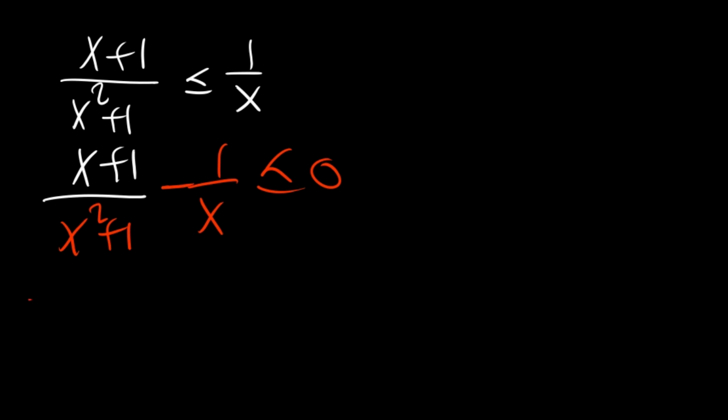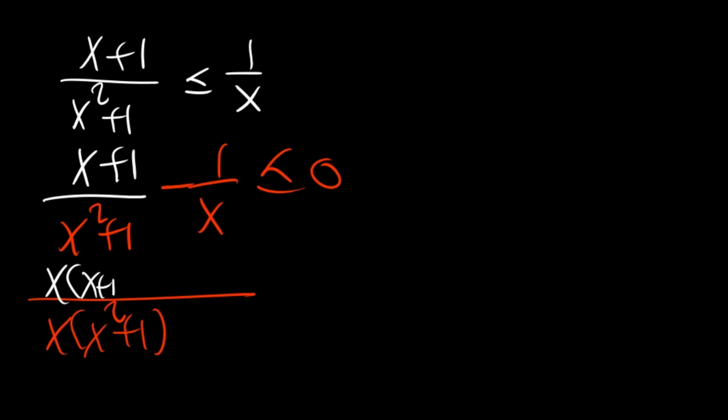So the common denominator is x squared plus 1, like that. So this one here, I'll have x times that, I'll have x open brackets x plus 1 minus 1 times x squared plus 1, like that. This is less than or equal to 0.